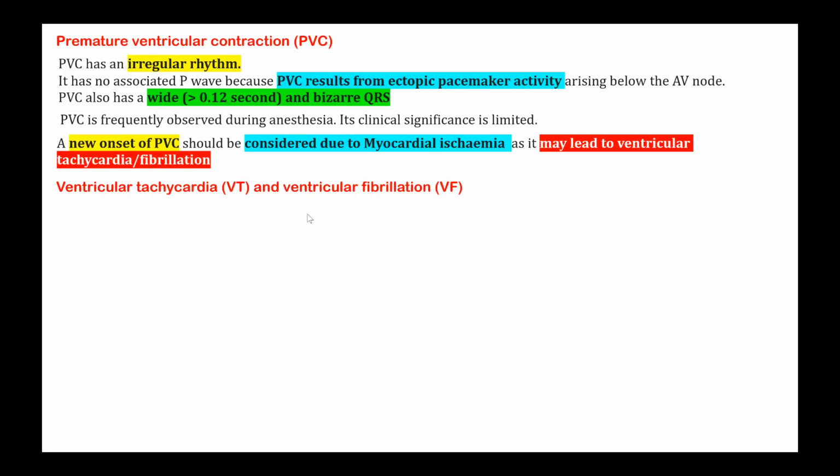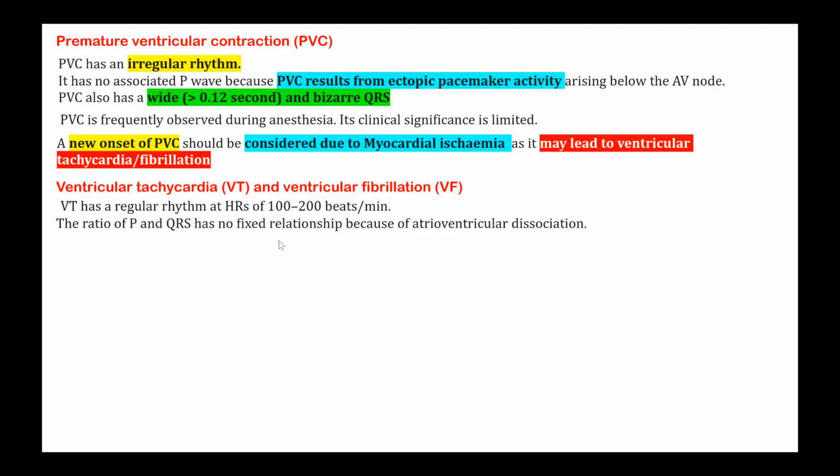Then comes ventricular tachycardia and fibrillation, which is the most dangerous arrhythmia that can lead to hemodynamic instability and even cardiac arrest. The heart rate is between 100 to 200 beats per minute. In tachycardia, it will be a regular rhythm, whereas in fibrillation, it will not be regular and the pulse will be very feebly felt at a very fast rate. The P to QRS ratio has no fixed relationship because of the atrioventricular dissociation.